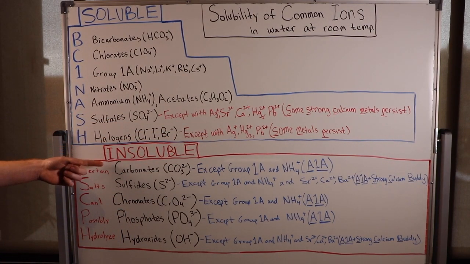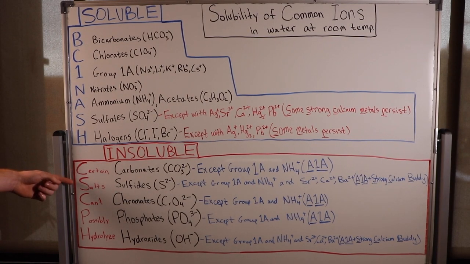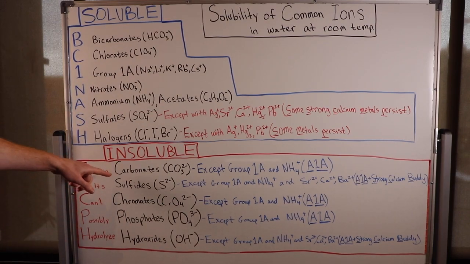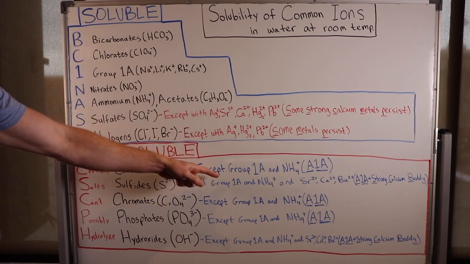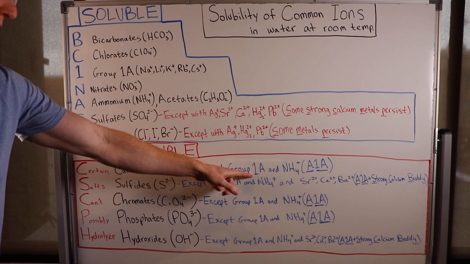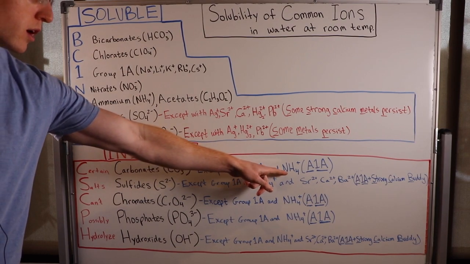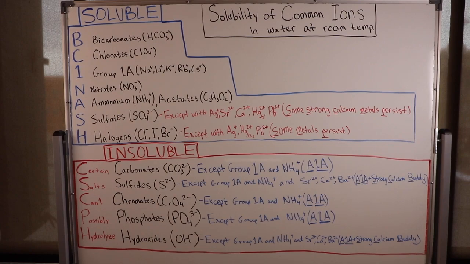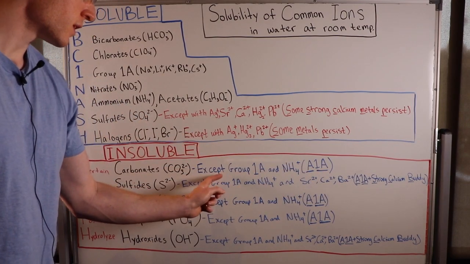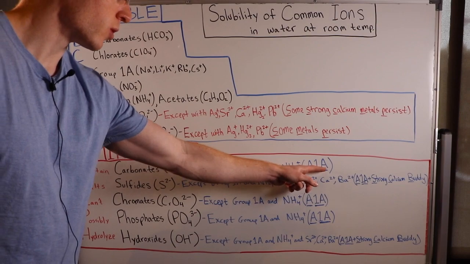Then for the insoluble ions, I've got CSCPH, for certain salts can't possibly hydrolyze. That's really what something is doing when it's dissolving in water. It's being hydrolyzed. So these are the insoluble ions. The first one is carbonates. Most carbonate salts are insoluble, except if the carbonate is bonded to a group 1A element or ammonium, NH4+. The mnemonic for that is A1A for ammonium and group 1A.